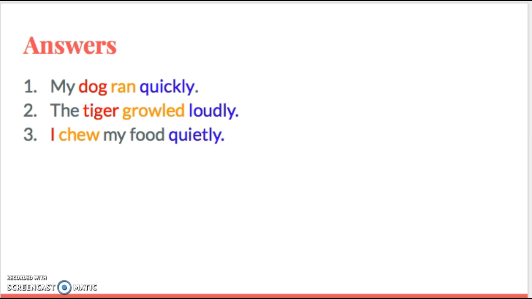So for the first one, my dog ran quickly, the verb is ran, the noun is dog, and the adjective is quickly. For the second one, the noun is tiger, the verb is growled, and the adjective is loudly. And for the last one, the noun is I, the verb is chew, and the adjective is quiet.